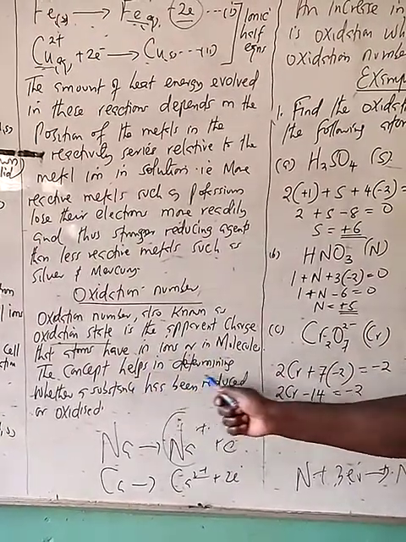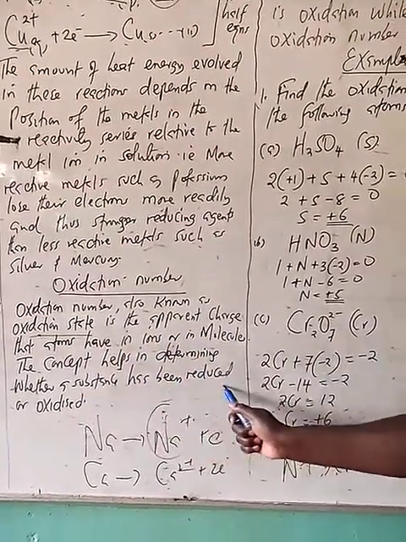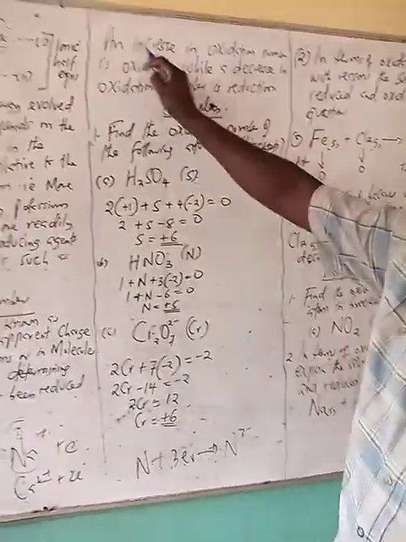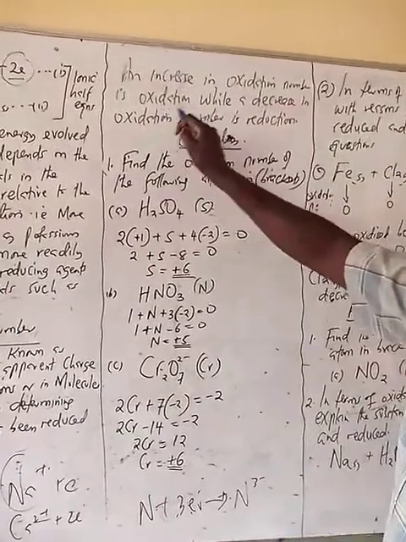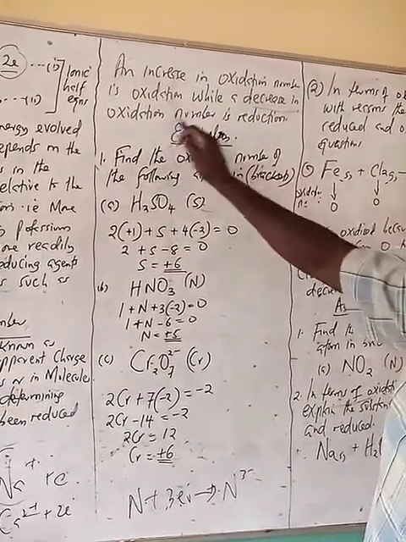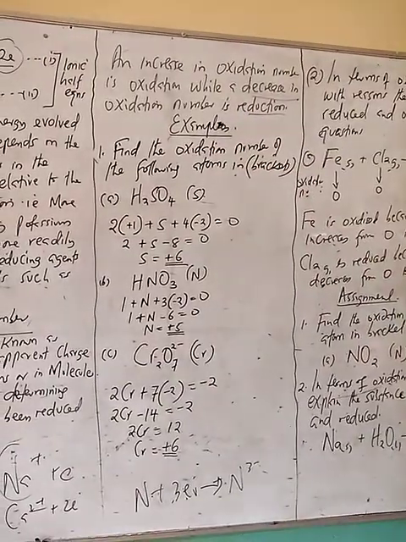The concept can also help us in determining whether a substance has been reduced or oxidized. That is to say, an increase in oxidation number is what we call oxidation, and a decrease in oxidation number is what we call reduction.